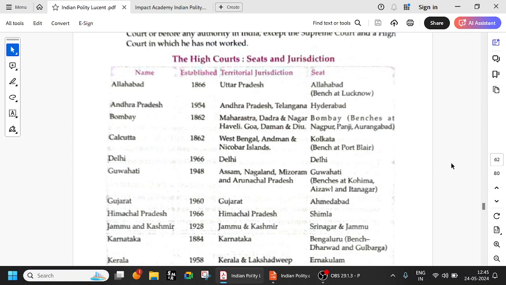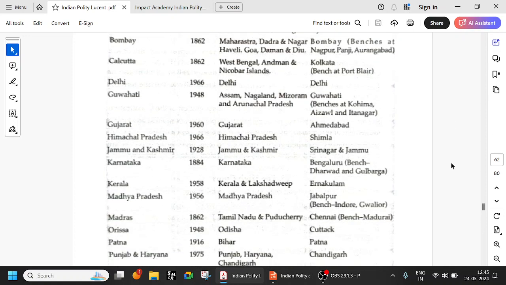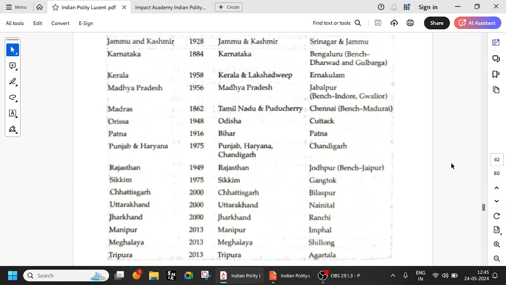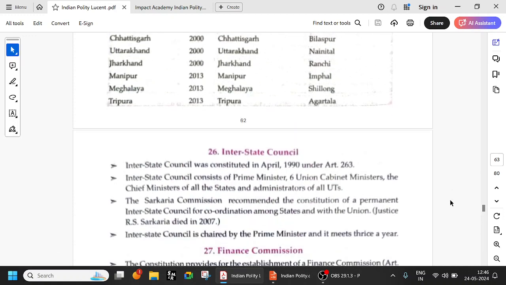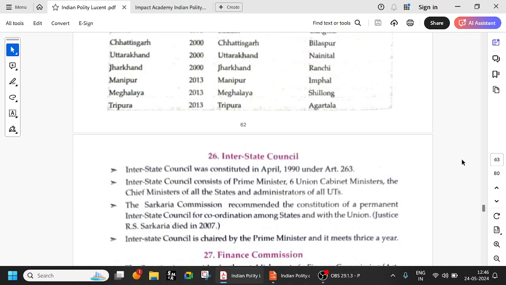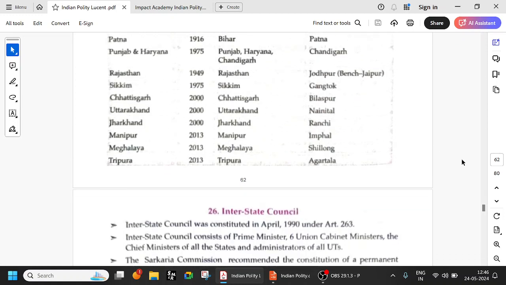So all these things just go through. So one of the latest ones you can say is 1975. Okay. 2000 Chhattisgarh. 2013. So latest is this Manipur, Meghalaya, Tripura. 2013. Very recently they have had High Courts established.